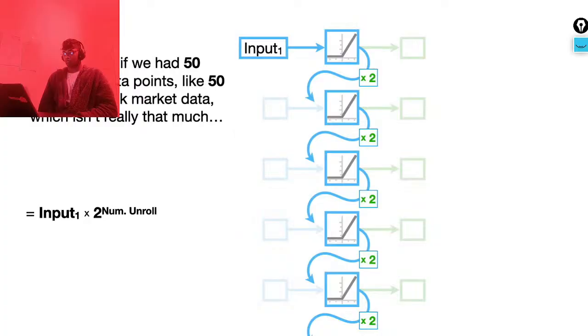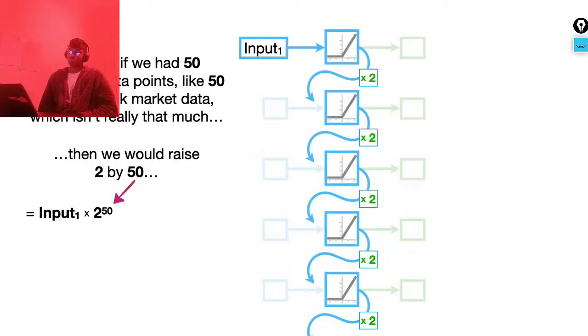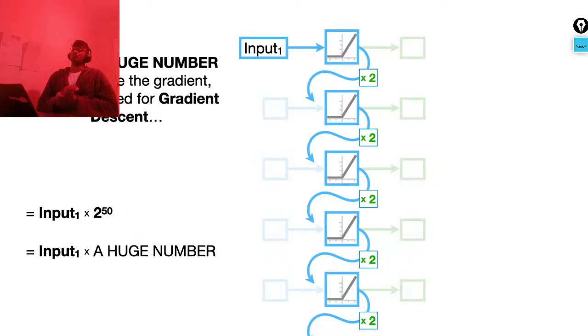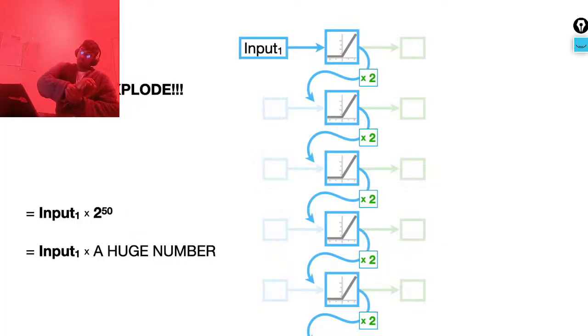And thus, if we have 50 sequential data points, like 50 days of stock market data, which isn't really that much, then we would raise 2 by 50. And 2 to the 50th power is a huge number. And this huge number would cause the gradient, which we need for gradient descent, to explode.